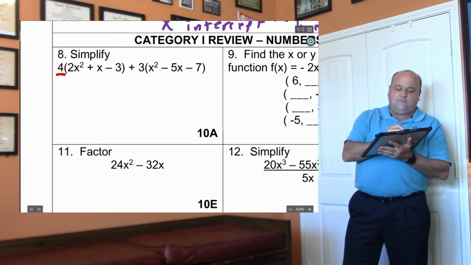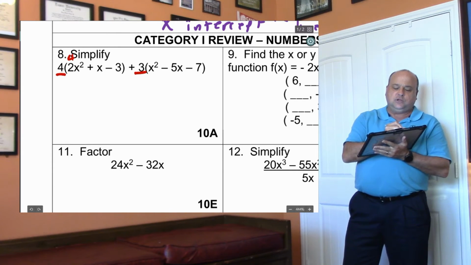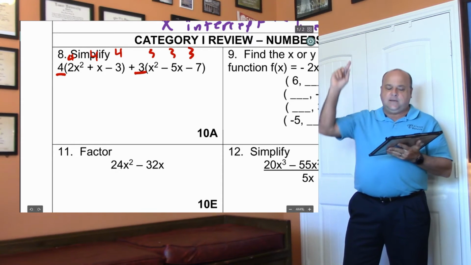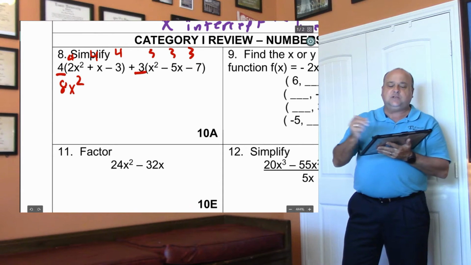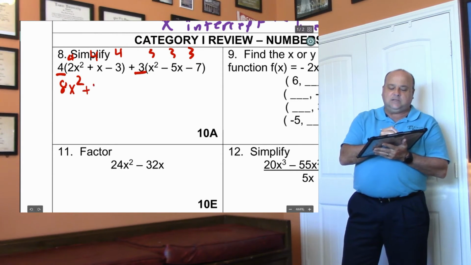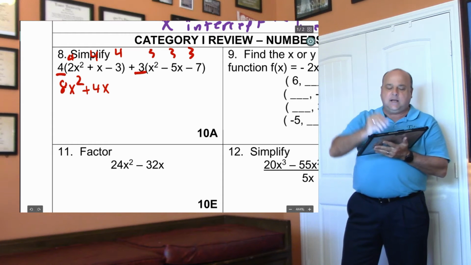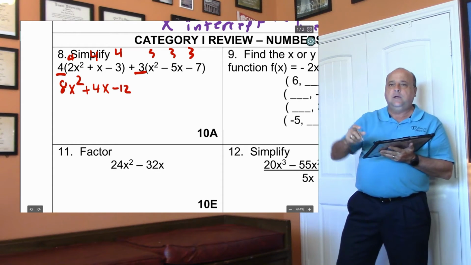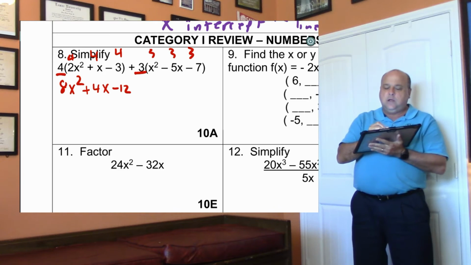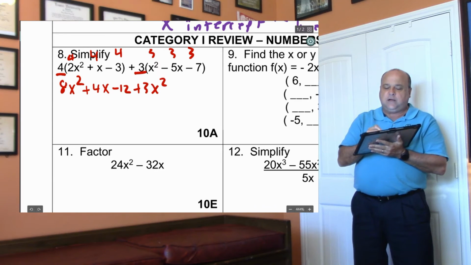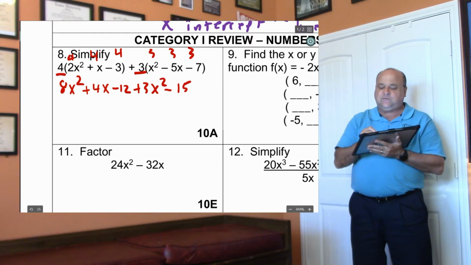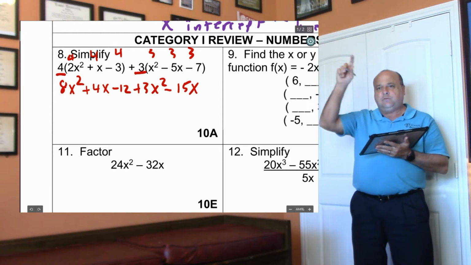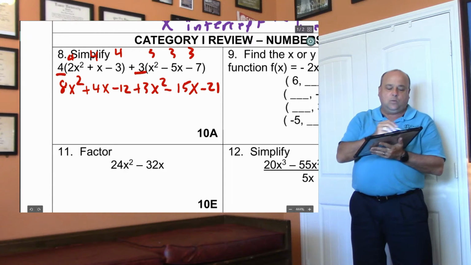So on number 8, we have two binomials multiplied by constants. I'm going to distribute my 4, and I'm going to distribute my 3. Okay, now then I'm just going to multiply. 4 times 2x squared is 8x squared. 4 times x is plus 4x. 4 times -3 is -12. Then I'm going to continue the process. 3 times x squared is plus 3x squared. 3 times -5x is -15x. And 3 times -7 is -21.